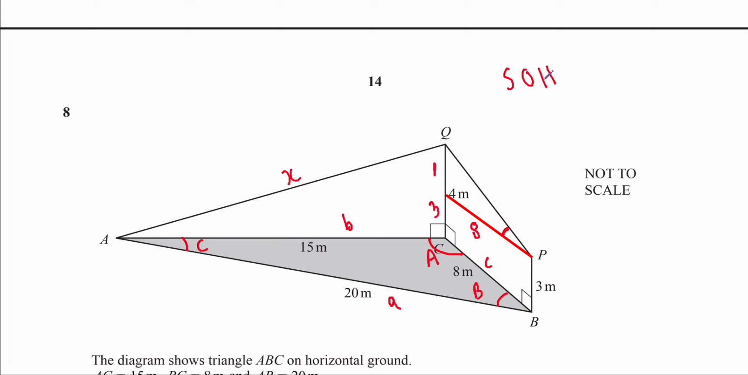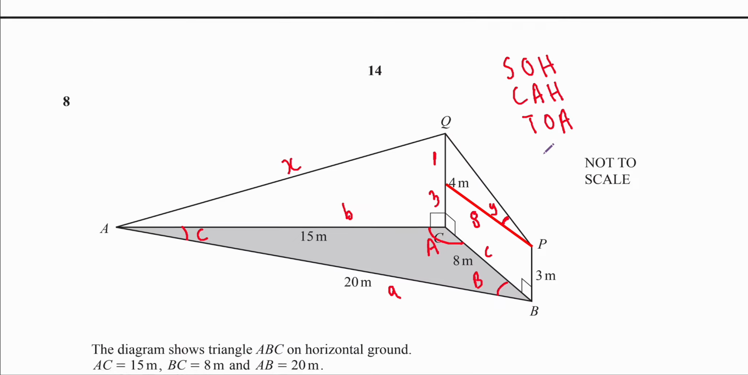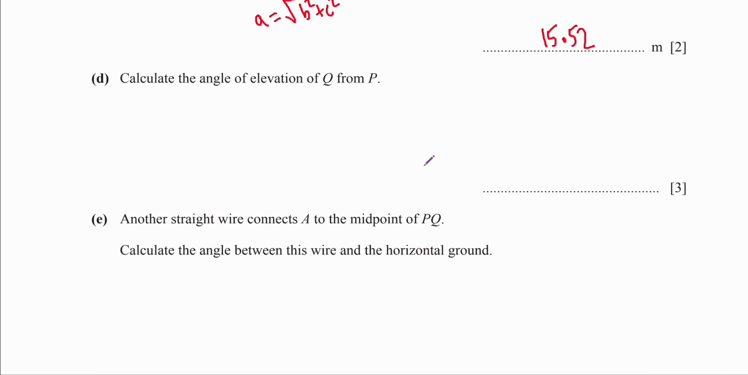So sine is opposite over hypotenuse, cosine is adjacent over hypotenuse, and then tangent is opposite over adjacent, SOHCAHTOA. So here we need the angle x, or let's call it y. Well, we have the opposite and we have the adjacent, so we would use TOA, we would use tangent. So we would have the tangent of y is equal to the opposite divided by the adjacent.